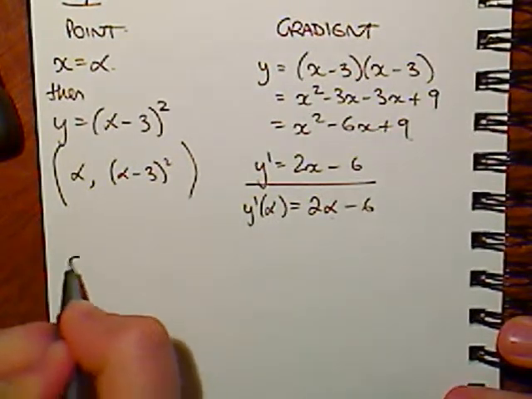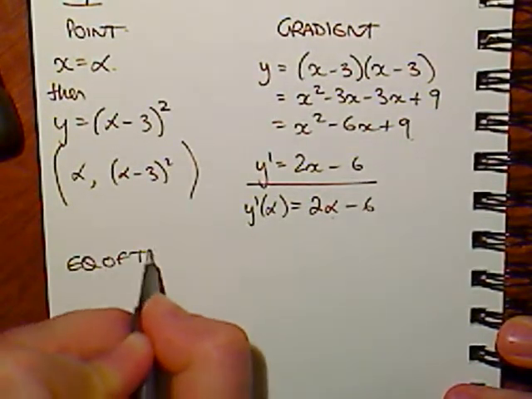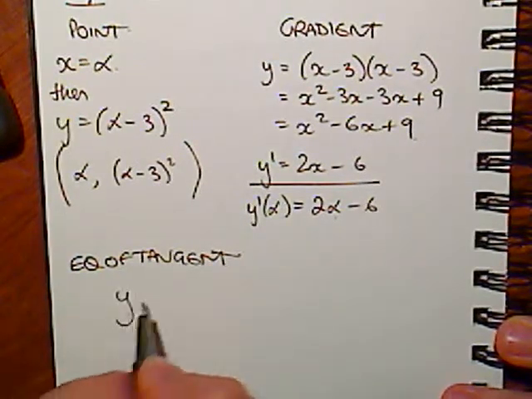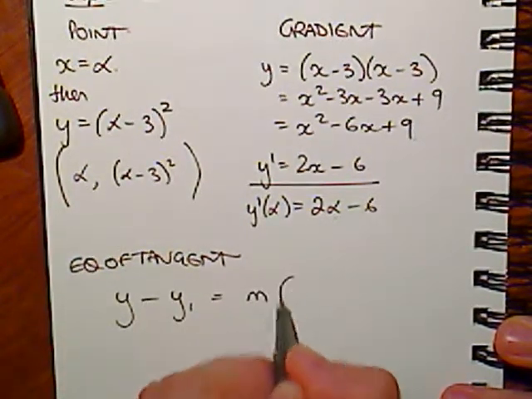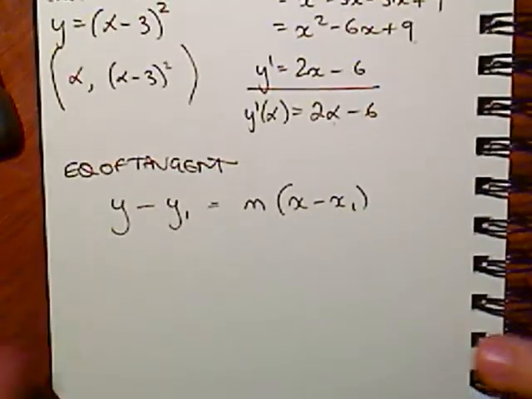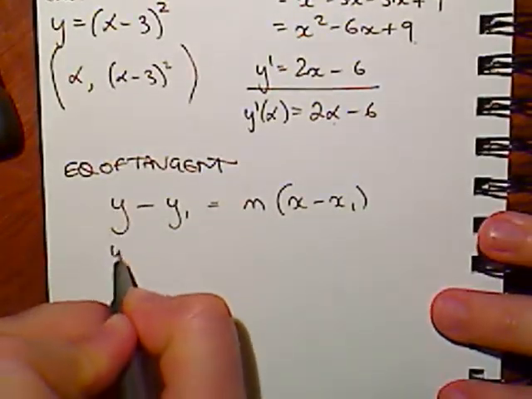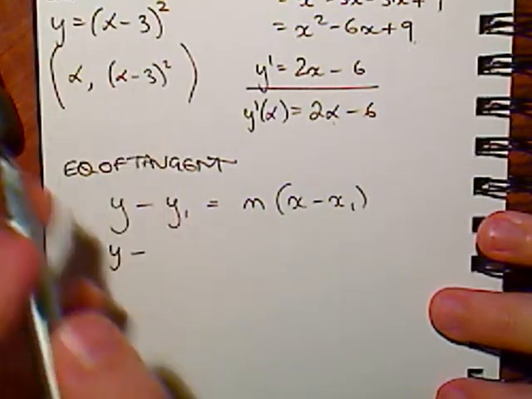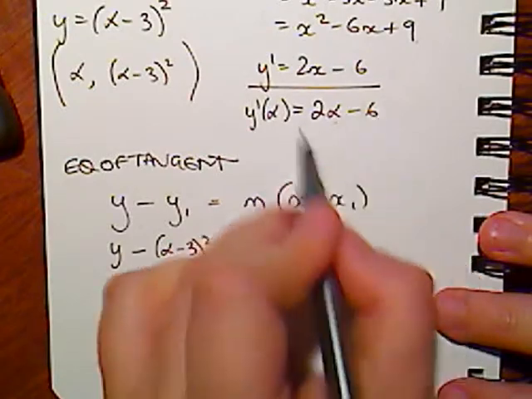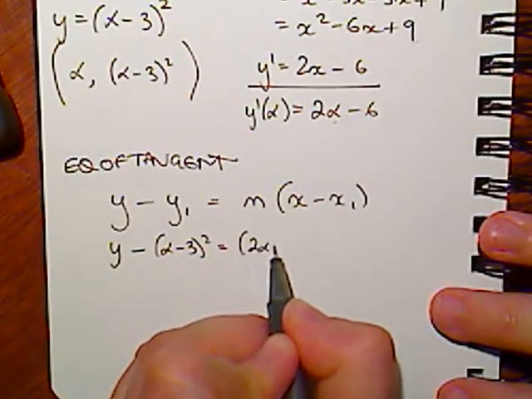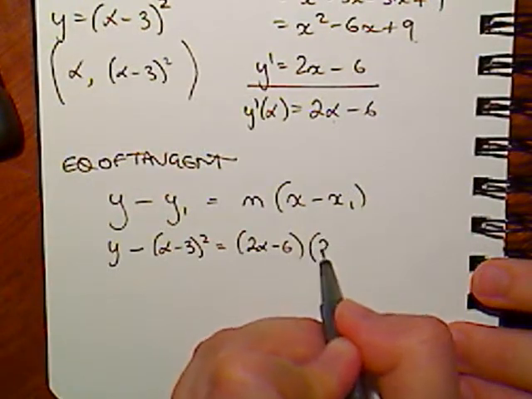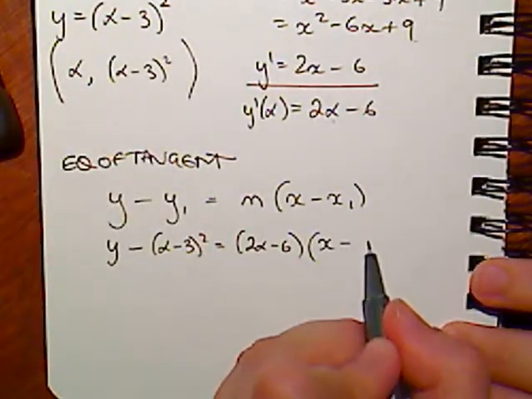Now, the equation of this tangent, using the point gradient rule. We're going to have some algebra to tidy up. Let's just take it step by step. y1 is (alpha minus 3) all squared. My gradient is 2 alpha minus 6, and I've got x minus x1, and my x1 is alpha.